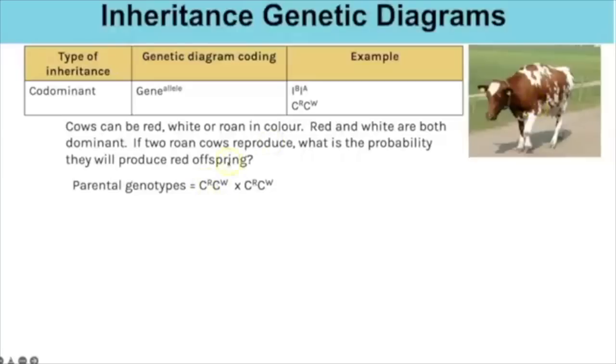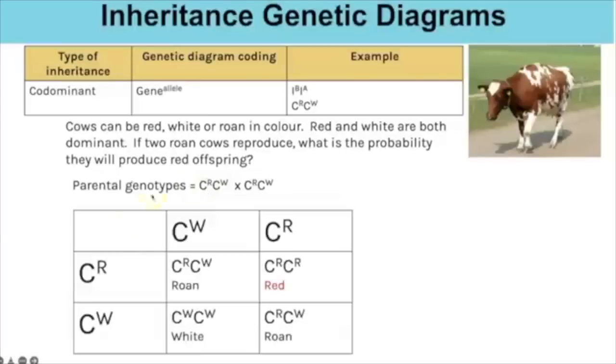So here is how we'd represent it for the two parents. And then if we do our Punnett square, we can then see we'd have one roan, one red, actually a second roan down here, and one white. So that would mean we have 25% probability of getting a red cow from those parents.